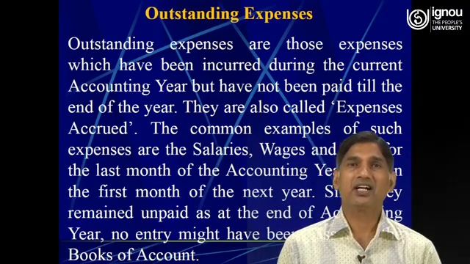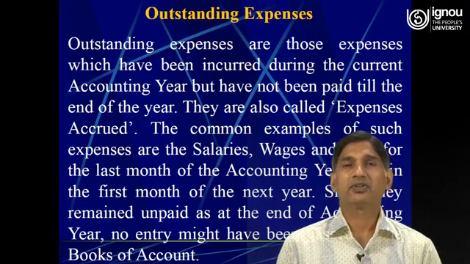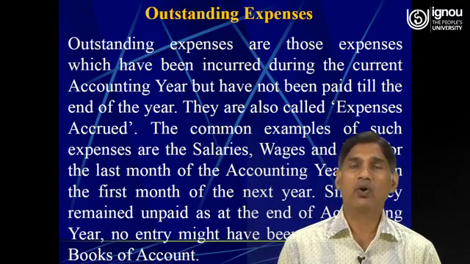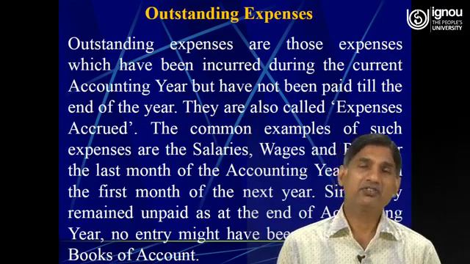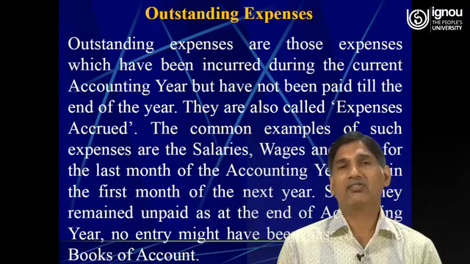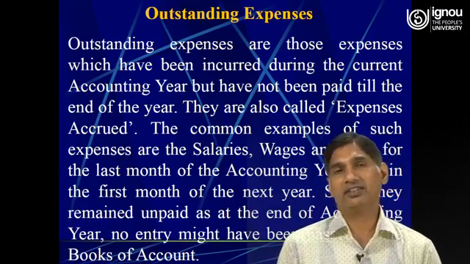Then the next one is outstanding expenses. So the outstanding expenses are those expenses which have been incurred during the current accounting year, but the payment of such expenses has not been made yet. Say for example, if the amount of wages of December month is not yet paid by the end of the month of December, so this is outstanding wages.